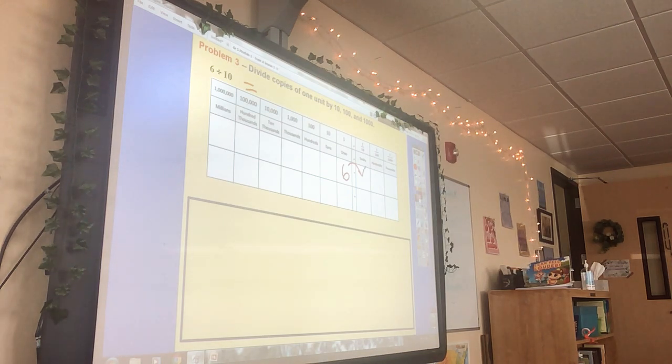Just don't think about it too much, Jenny. Remember, it just moves 1 spot over. So where's it going to go? This is the 1 place. What's the next place over? Good. So put the 6 in the 10th place. That's it.